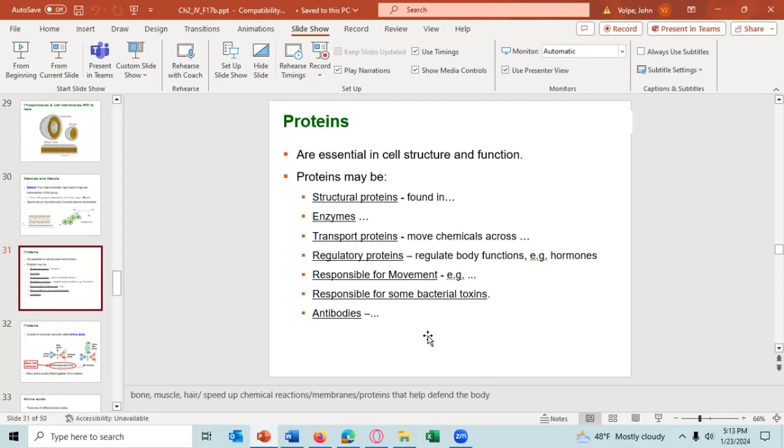Proteins can be responsible for some bacterial toxins. So the protein itself is toxic. And then proteins can be antibodies, proteins that help defend an organism against an infection by a microbe. So this tells you that proteins have a bunch of different functions.